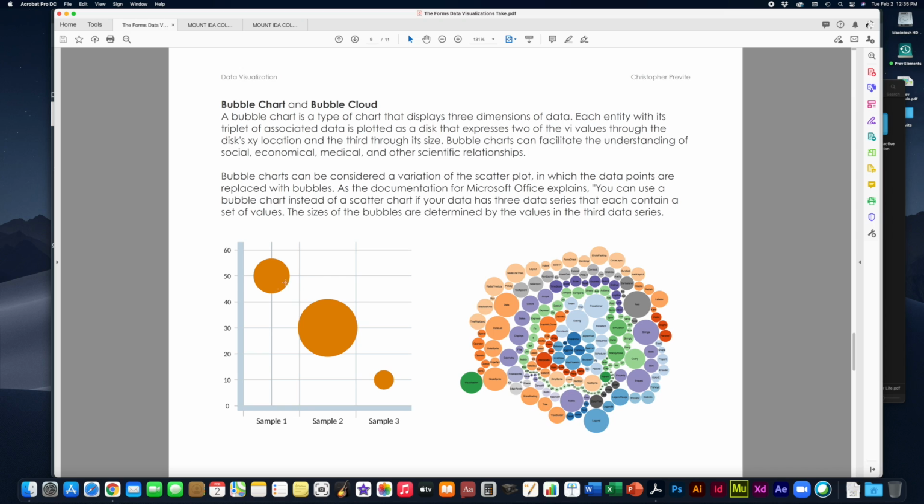So for example, if we look at this circle in the upper left corner here on this particular chart, you can see that the center of that circle is squarely at 50, whatever 50 represents, doesn't matter.